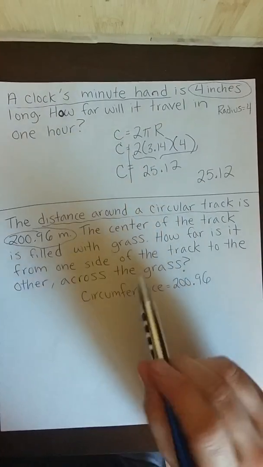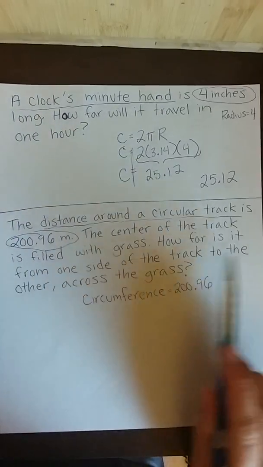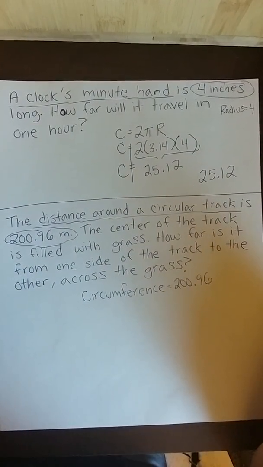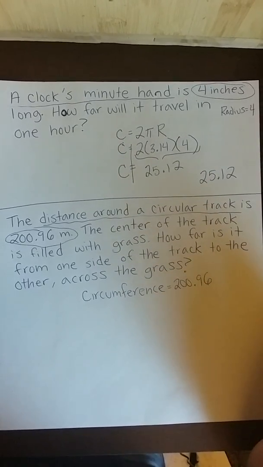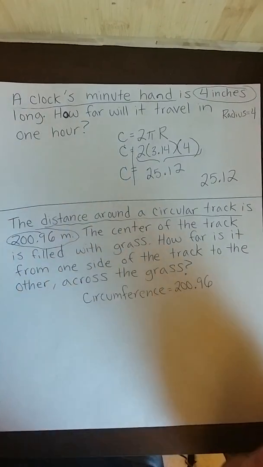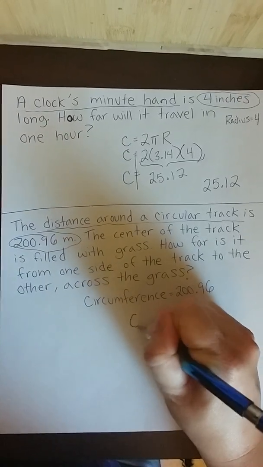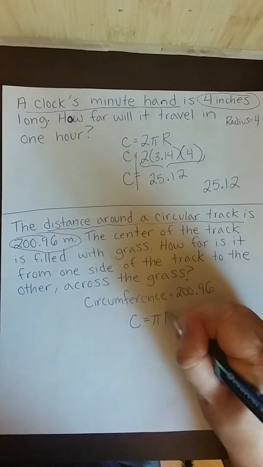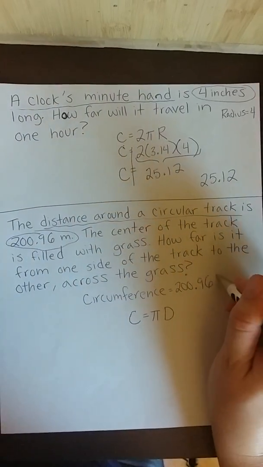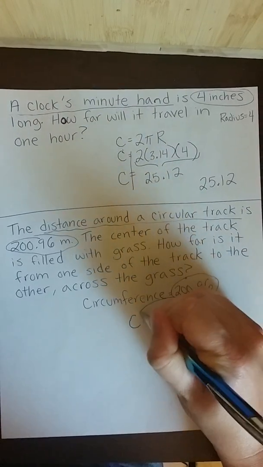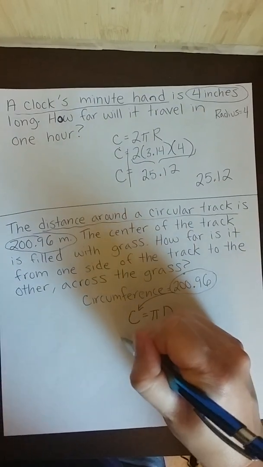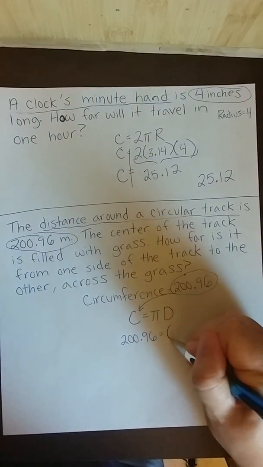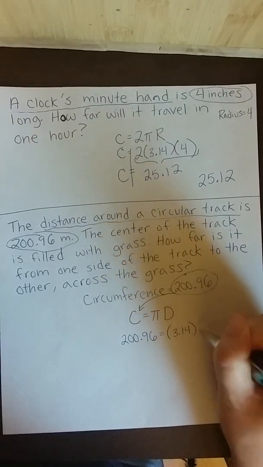I'm looking for how far is it from one side of the track to the other across the grass. How far is it from one side to the other is diameter. So what I'm looking for here is the diameter. Since I know the circumference and I'm looking for diameter, I'm going to use my circumference and diameter formula, which is circumference equals pi times diameter. Since the circumference is 200.96, I'm going to put that in for the c. So this is going to be 200.96 equals, for pi, I'm using 3.14, and then d.